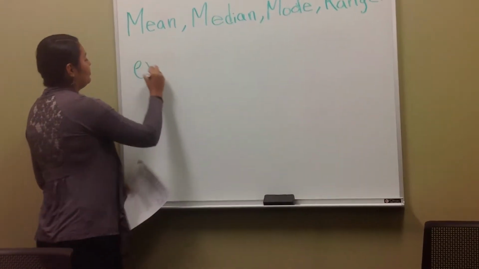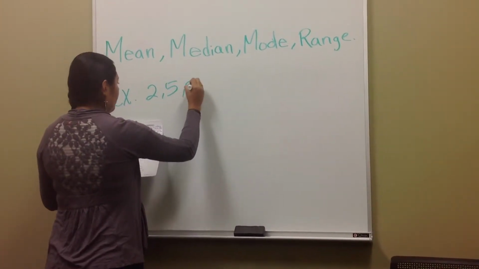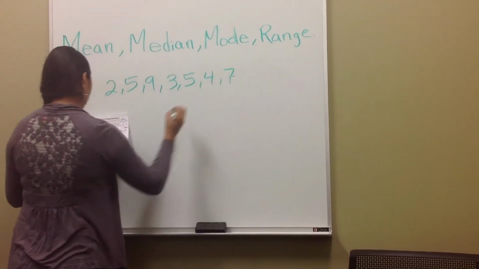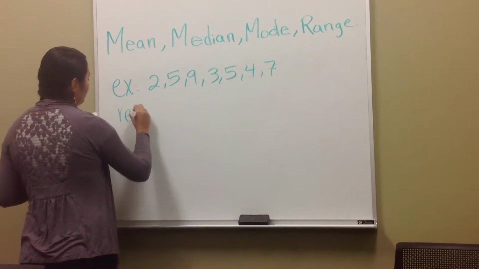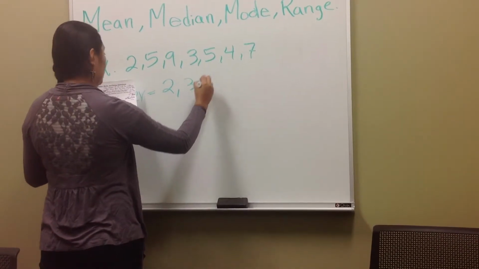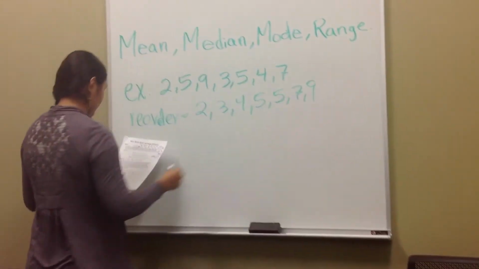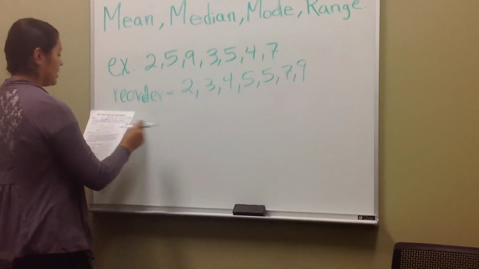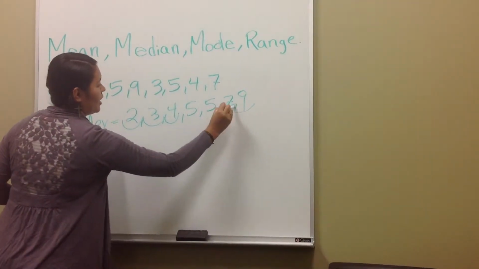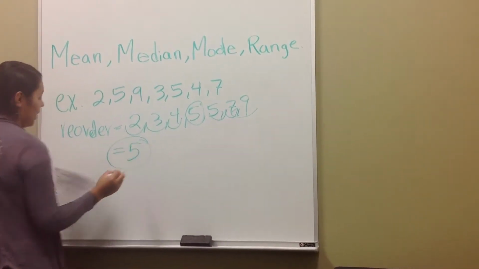For example, same numbers of the data set. But this time you have to put it in order so you can get the median. Okay, you have to reorder: 2, 3, 4, 5, 7, and 9. The median is a number in between, so you count the spaces. 1, 2, 3, 1, 2, 3. And it is number 5. Here is your median.